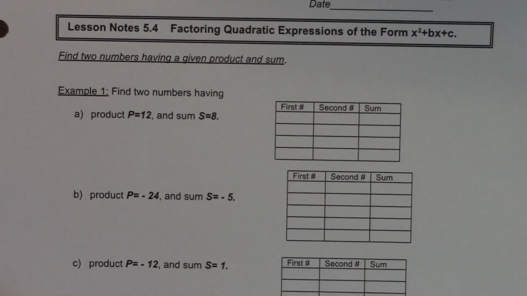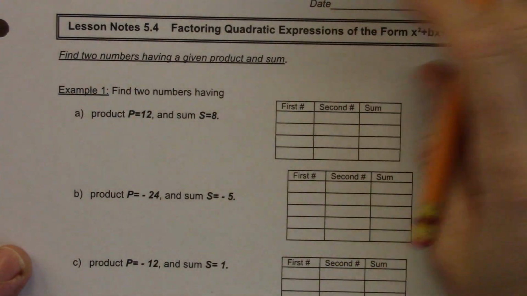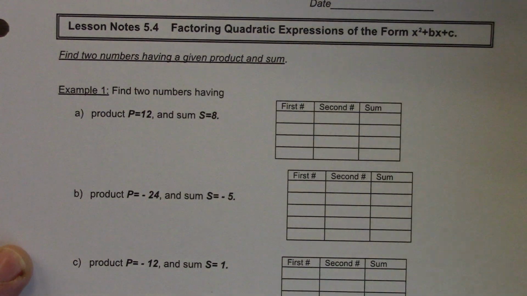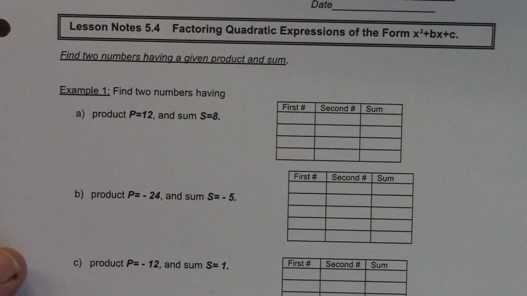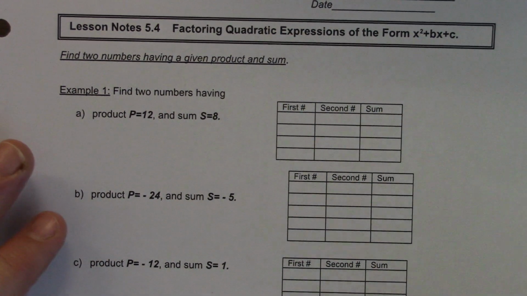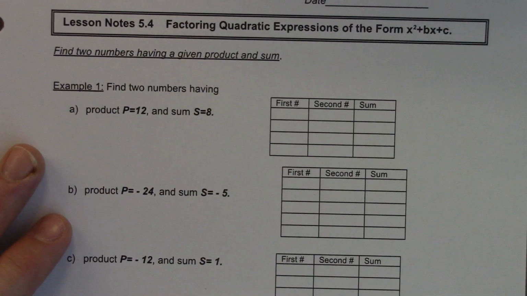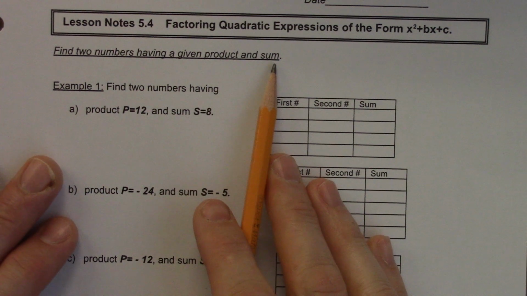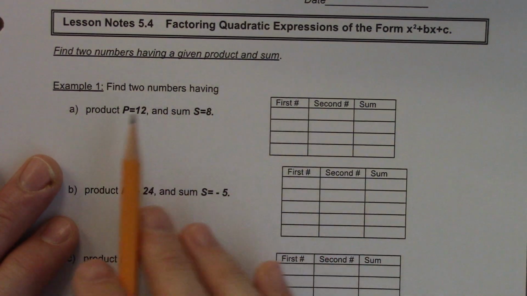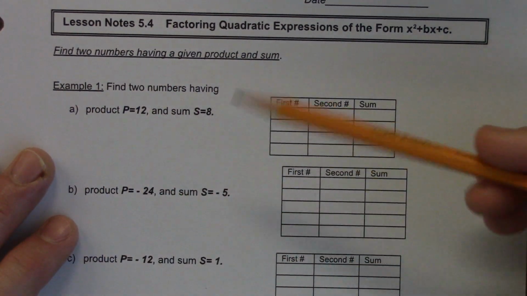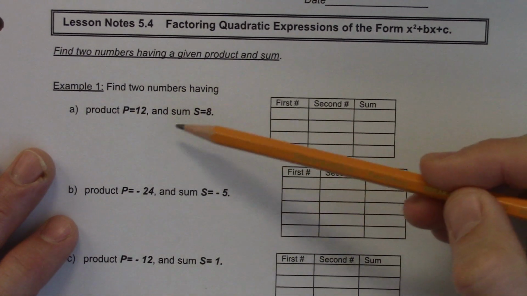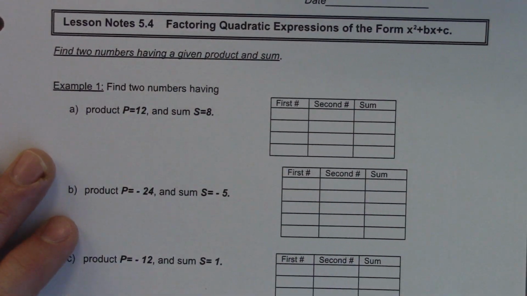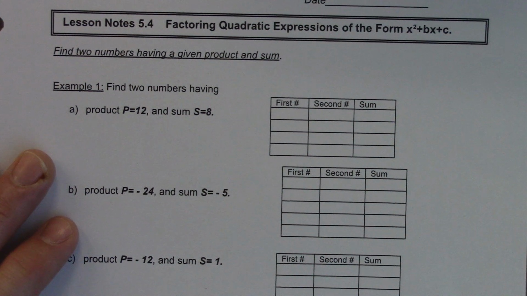Okay, this is 5.4. Factoring quadratic expressions in the form of x squared plus bx plus c. The way we do this is you want to find two numbers that have a product and a sum. We're going to start off with trying to find two numbers having a product of 12 but a sum of 8.